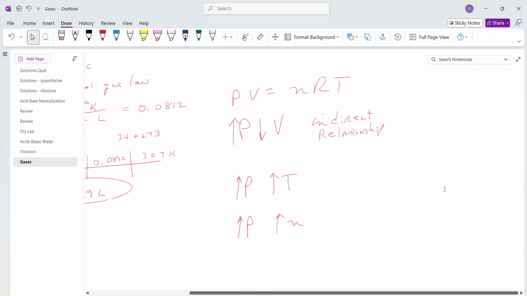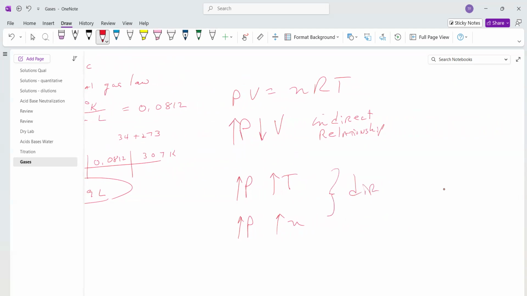Now, the way you'll see indirect relationships, so these are direct. This is the way you write indirect relationships. P is indirectly related to the inverse of volume. And a direct relationship is like this. P goes up, T goes up. T goes down, pressure goes down.